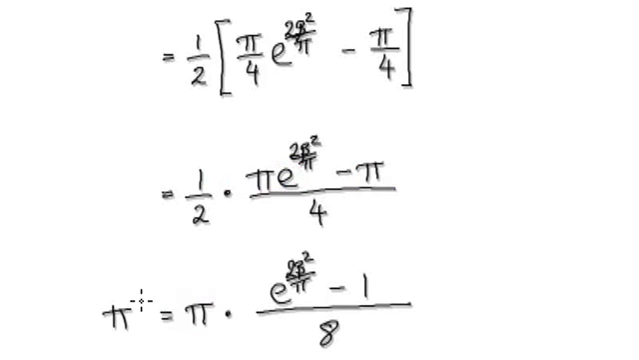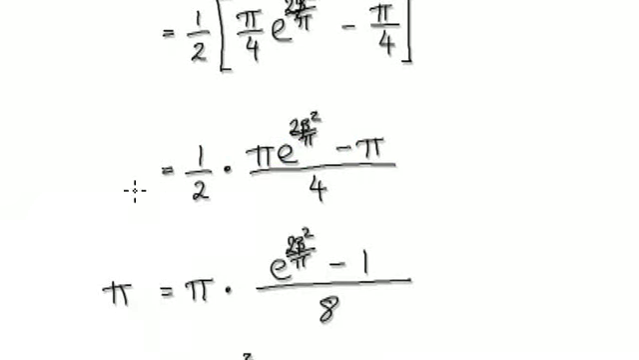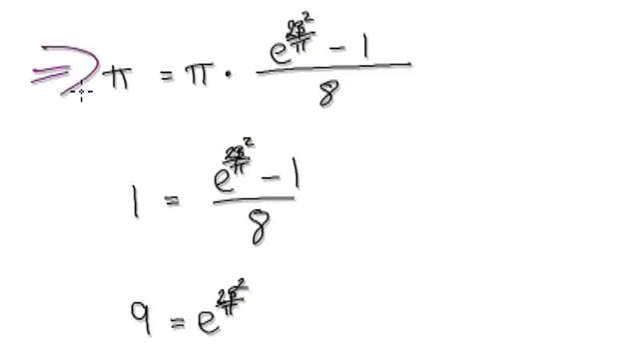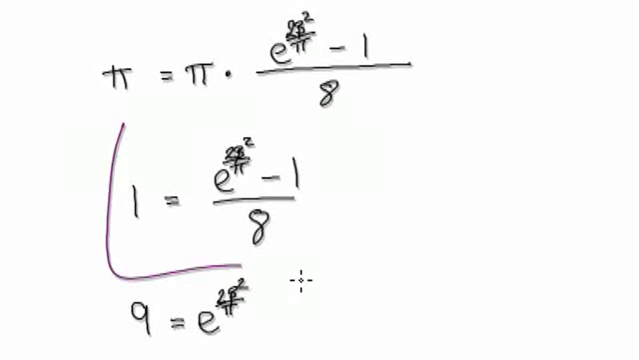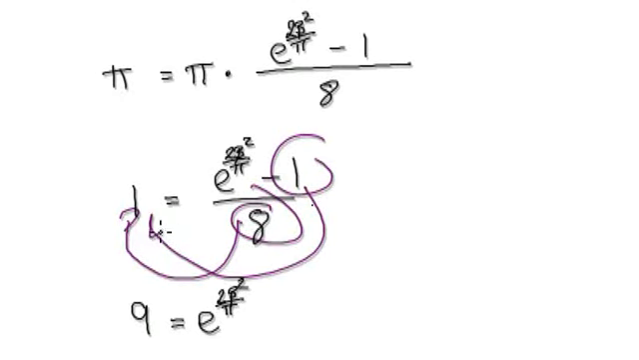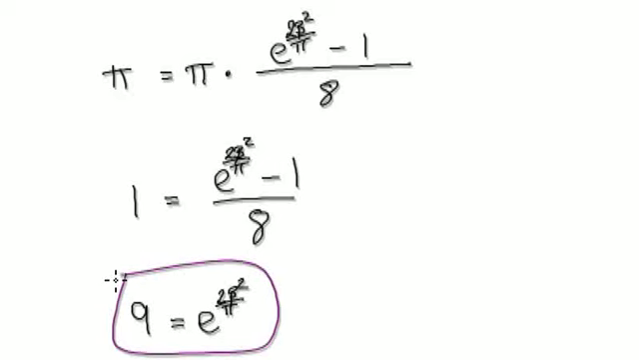That will then give you this, and then remember, originally we were told that the area was pi. So the original area was pi. So now we can just divide both sides by pi. That will then give you this, times 8 to both sides, and then plus 1 to both sides. That will then give you this.